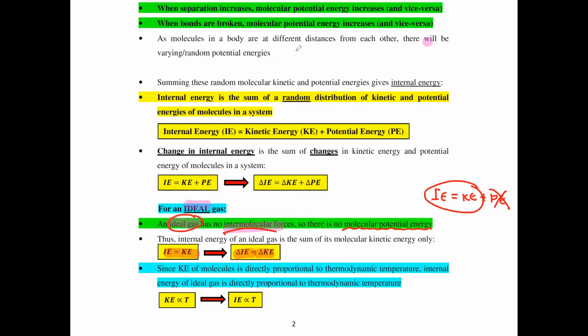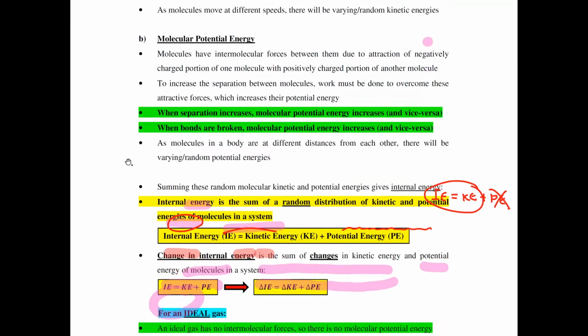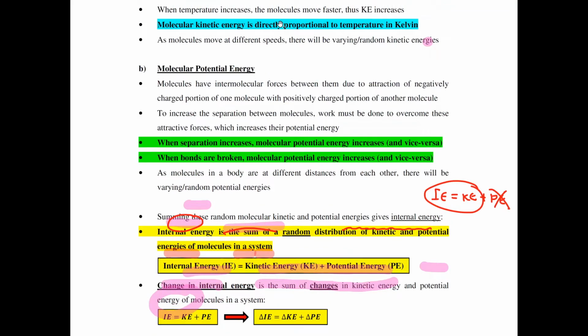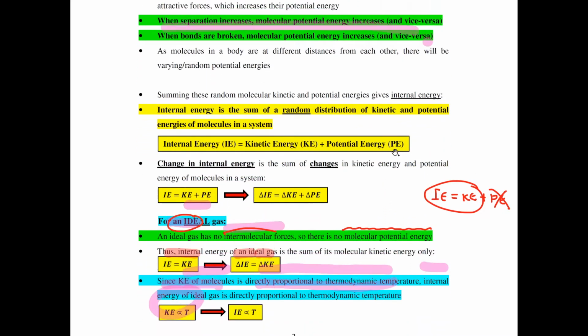And another thing that you can do from here is this. Since kinetic energy of molecules is directly proportional to thermodynamic temperature, internal energy of an ideal gas is proportional to thermodynamic temperature. Okay, it's because of this. This one actually came from the top portion here, where we tell you that kinetic energy is directly proportional to temperature in Kelvin.